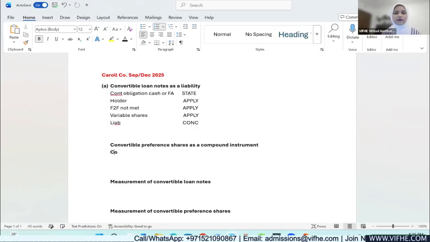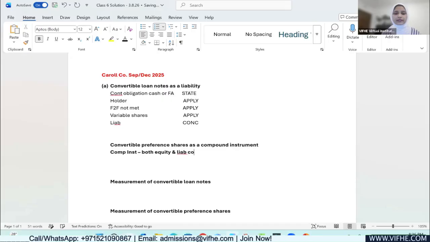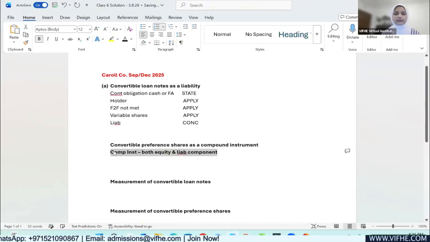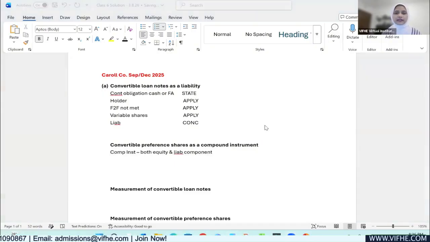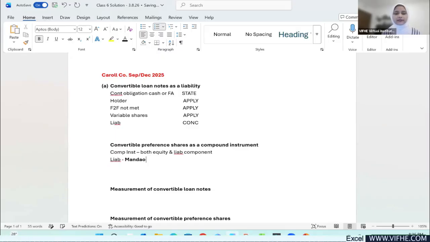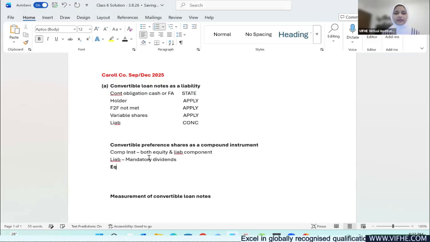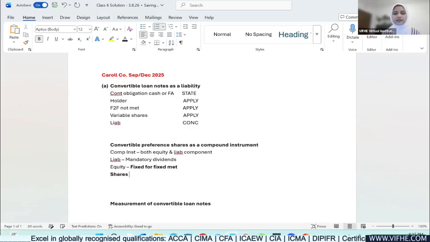What is a compound instrument? A compound instrument would be something which will have both equity and liability component. Okay, this is something like one thing. Second, I will prove that, okay, what liability component is present and what equity component. The liability component is easy for me to prove. The mandatory dividends. Okay. The equity component is what? Fixed for fixed. Met. Shares are fixed.